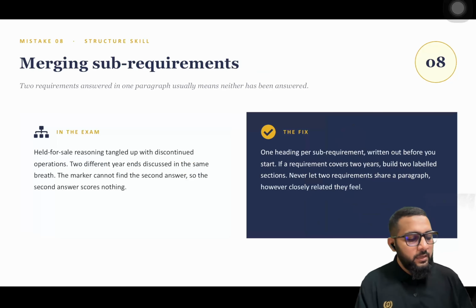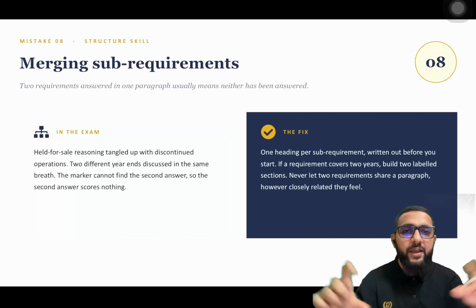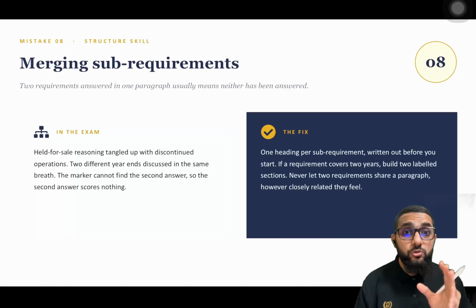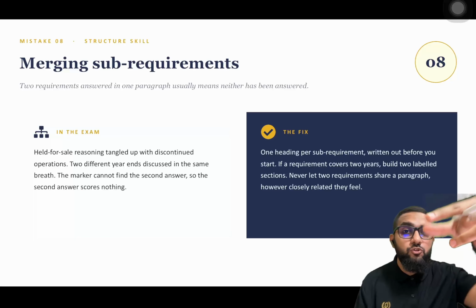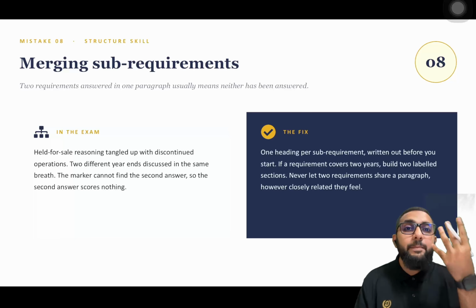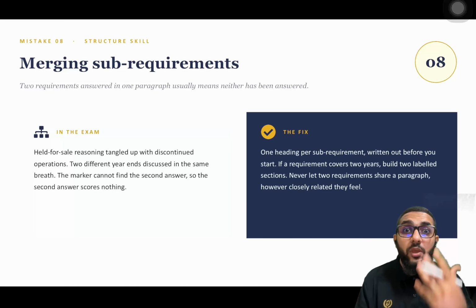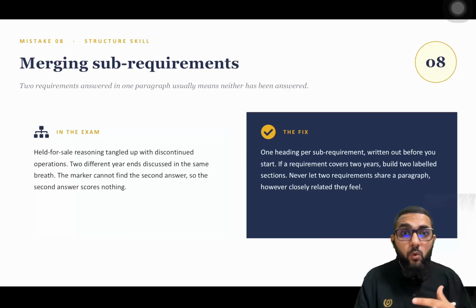All right. Then mistake number 8, where the candidates merge the sub requirements and answer in one paragraph. Don't do that. Because when you give only one paragraph answering two sub requirements, the examiner would not know whether you have answered both the requirements or whether you're answering only one requirement.